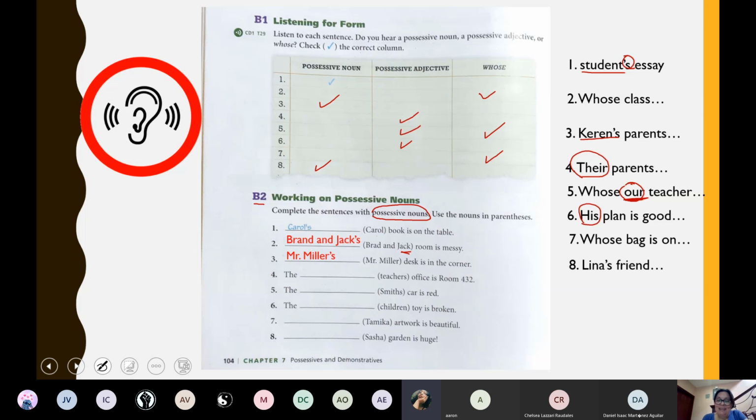Excellent. Michelle, let me see what you have in number four. In parentheses you have teachers in plural. Teachers office is room 432. To make teachers a possessive noun, you have to add, look that you have teachers in plural, only apostrophe or apostrophe S? Apostrophe S.